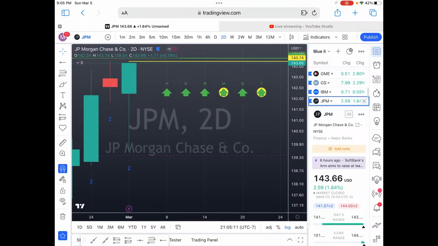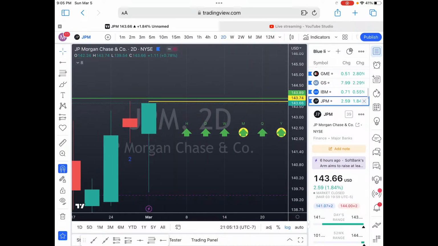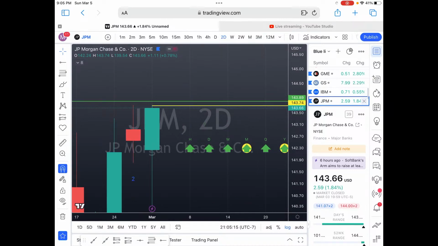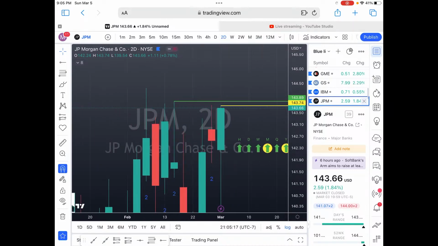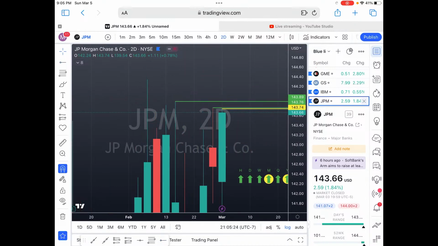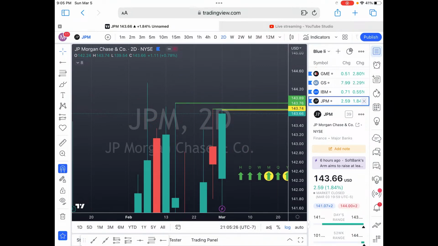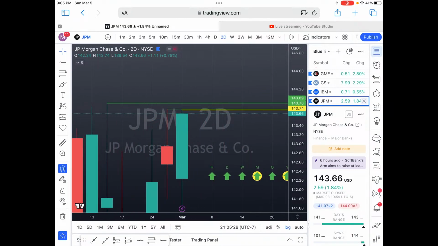Okay? JP Morgan, there's that 2 down green again. And we're going to look for calls at 143.74. And I guess I could put this first target here. There's not much room there. So again, I don't know if JP Morgan would not be something that I'm typically looking at, okay?